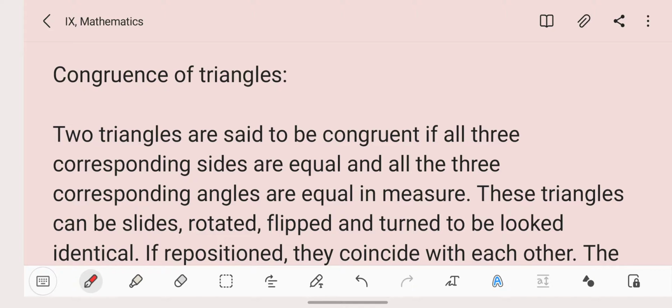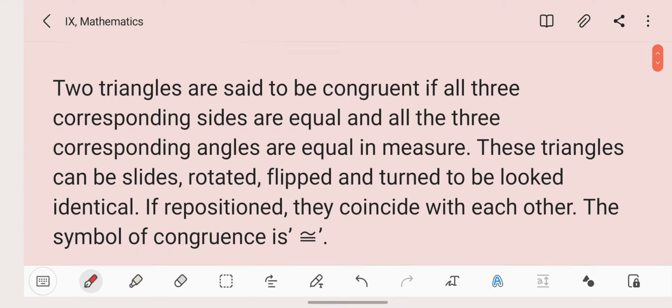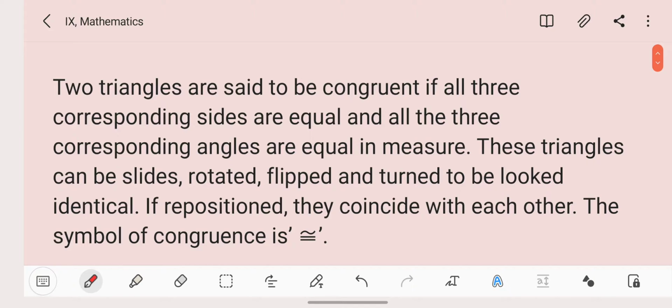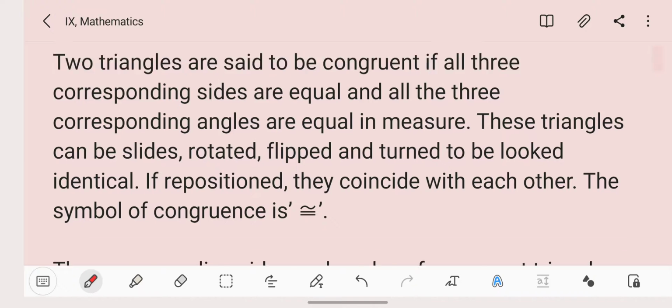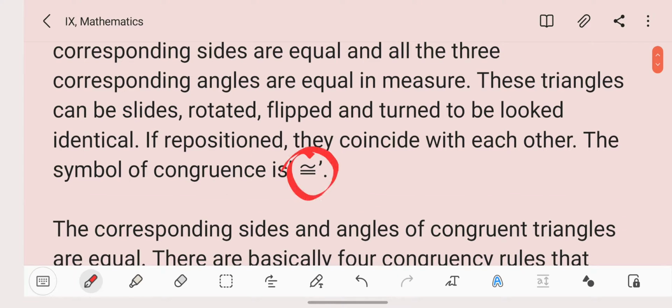Two triangles are said to be congruent if all three corresponding sides are equal and all the three corresponding angles are equal in measure. These triangles can be slid, rotated, flipped and turned to look identical. If repositioned, they coincide with each other. The symbol of congruence is an equal to sign, and on top there is a similarity sign.